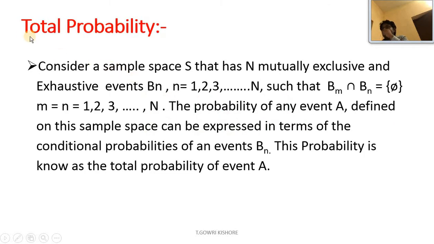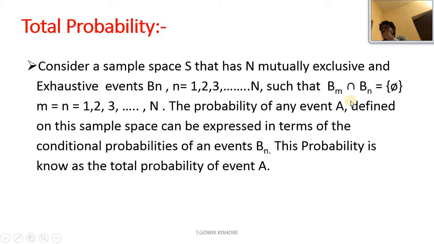So today the concept is total probability. So first we need to define the total probability. Consider a sample space S that has n mutually exclusive and exhaustive events Bn, n equal to 1, 2, 3, and so on n, such that Bm intersection Bn equal to null set, m not equal to n, n equal to 1, 2, 3 and so on n.